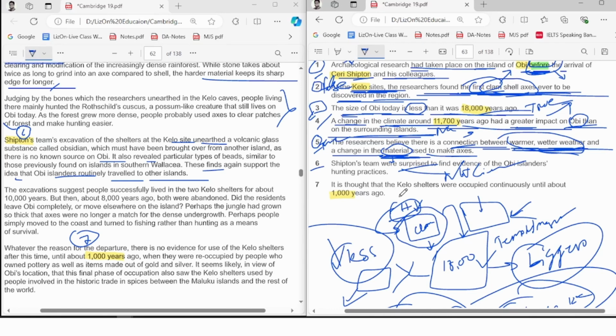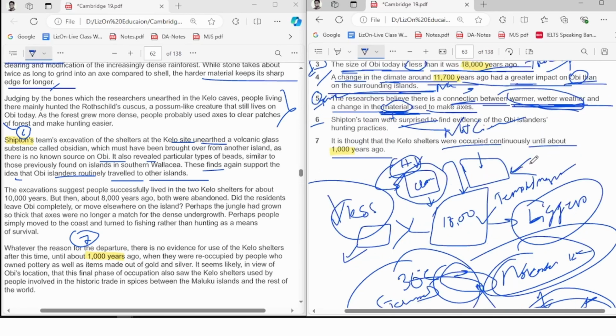And the final one, the last one. It is thought that the Obi shelters were occupied continuously until about 1000 years ago. So you're looking for whether that really happened, right? Continuously until means they didn't do it after 1000 years, right? It means they did it till 1000 years ago.